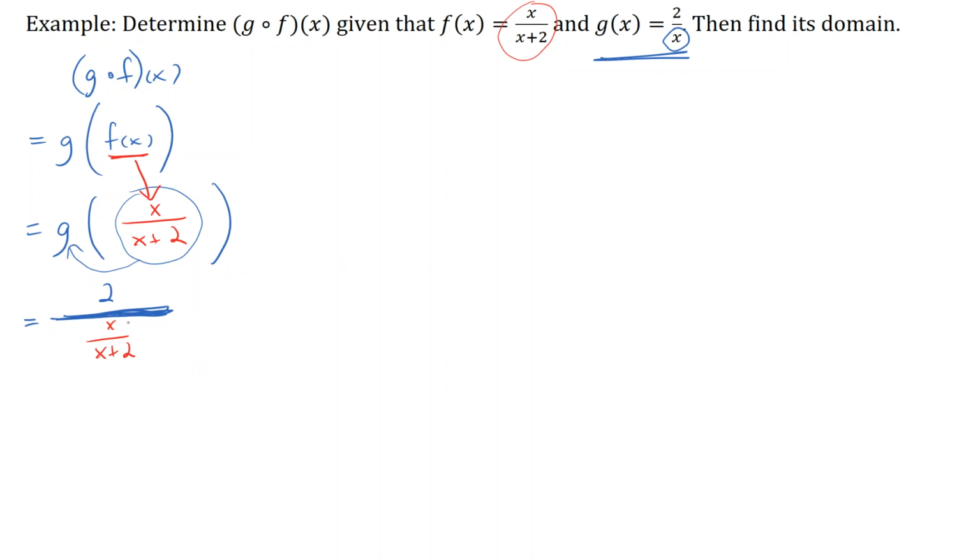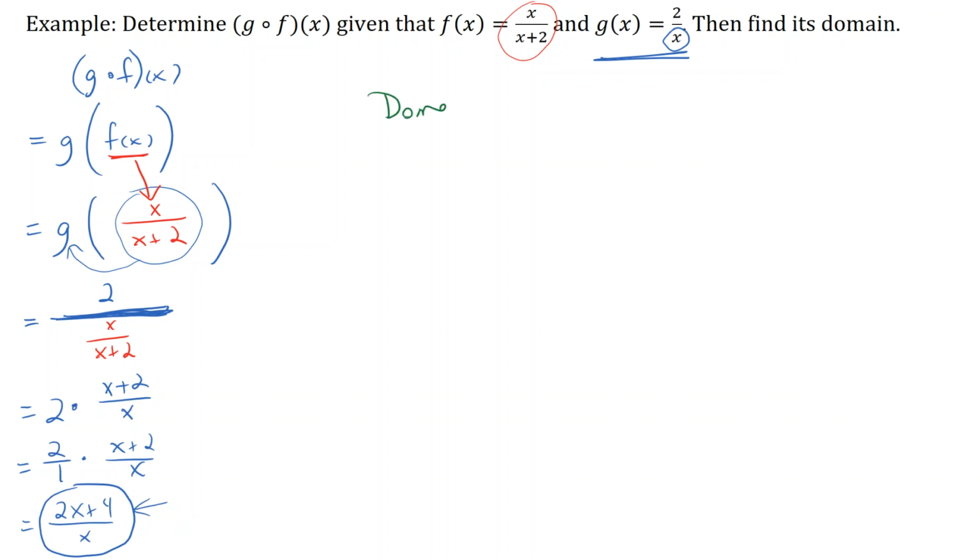So now I need to simplify this, and if I'm going to take 2 divided by a fraction, that's the same thing as 2 times the reciprocal of that fraction. And then I need to multiply these together. So 2, I could think of as a fraction being 2 over 1, and so if I multiply the top, I get 2x plus 4. If I multiply on bottom, I get x. So that's my simplified output for the g of f of x function. This is the formula for my g of f of x function.